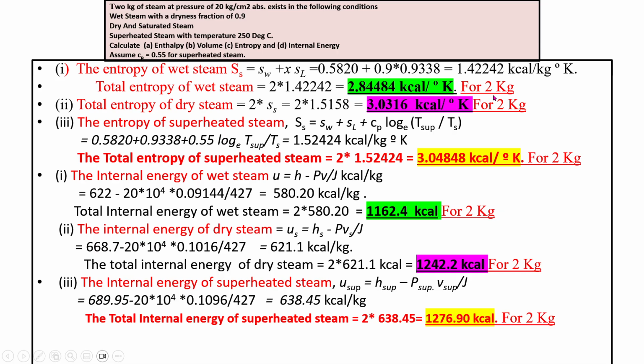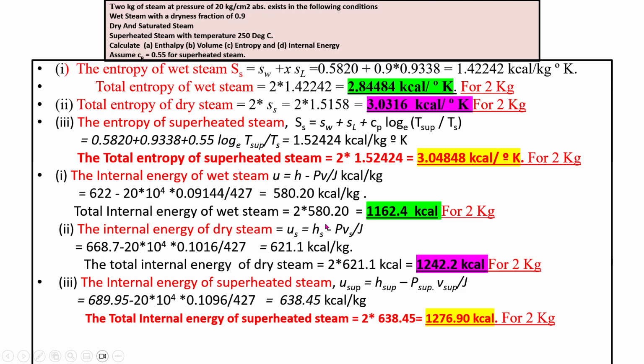Entropy of wet steam for 2 kg, we multiply by 2, that is 2.844. This is for 2 kg. Similarly, entropy for dry saturated steam, directly you can calculate, that is 2 into 1.5158, that is 3.03316. Entropy of superheated steam uses the same formula, SW plus SL. If you use this formula, you will get 1.52424. So this is the entropy of 1 kg steam, and the entropy of 2 kg steam will be 3.04, something like that.